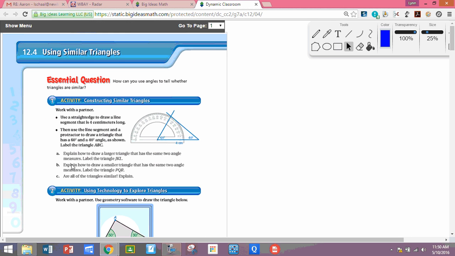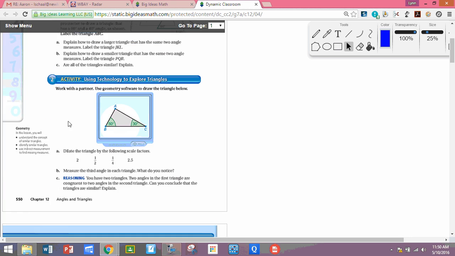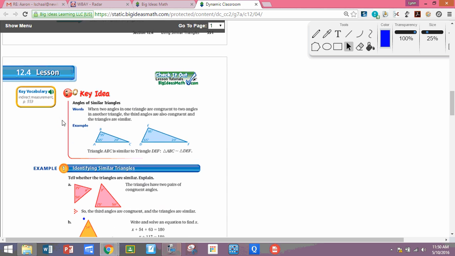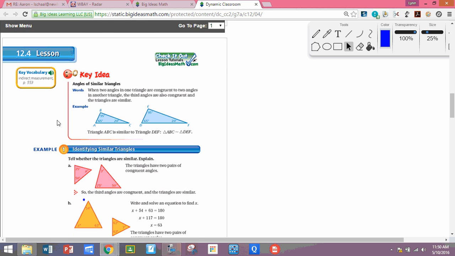Okay, today's lesson is lesson 12.4, using similar triangles. And this is actually quite easy, and it's really taking everything that I've taught you and applying it into one aspect. So essentially what this means in words is that when two angles in one triangle are congruent to two angles in another triangle, then the third angles of both triangles are going to be congruent, which makes them similar because they have equal angles.